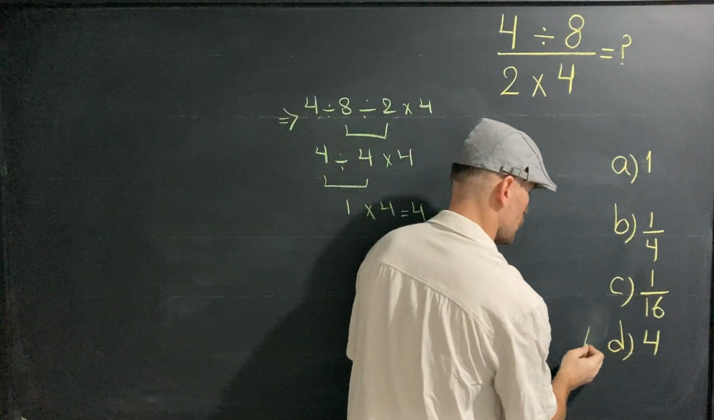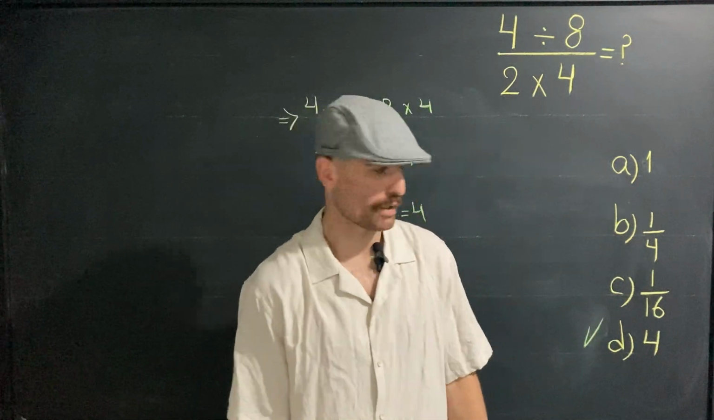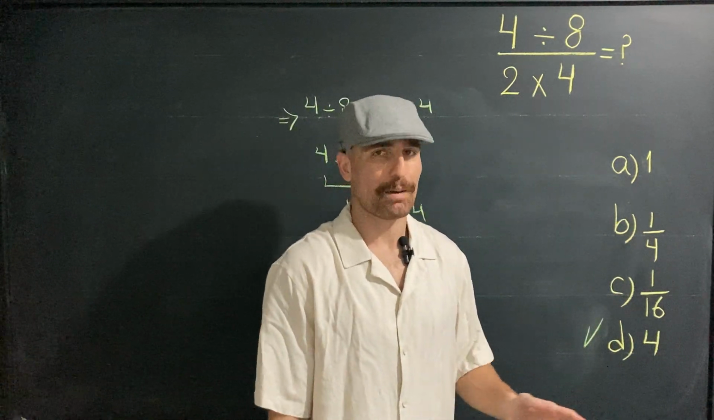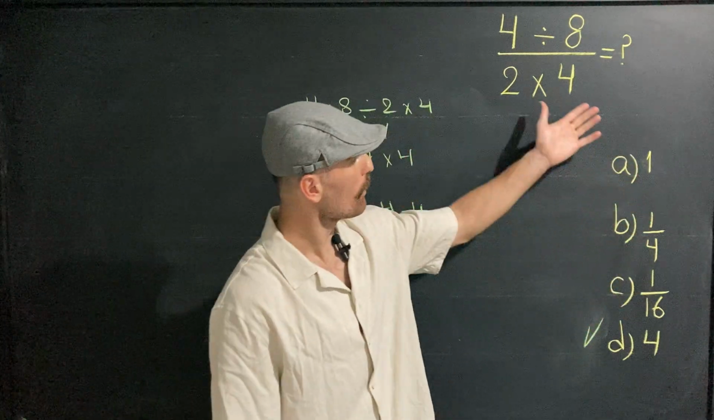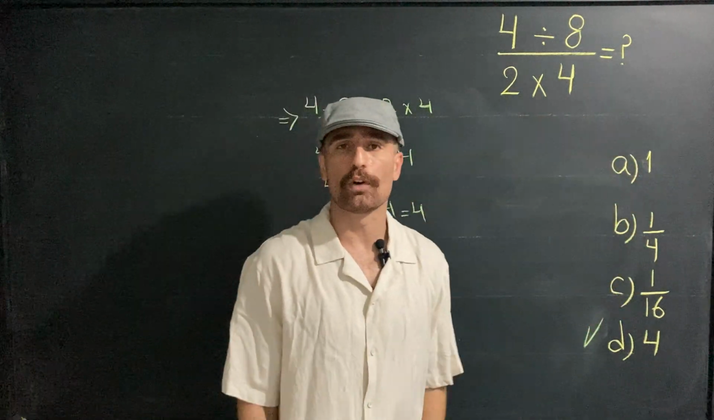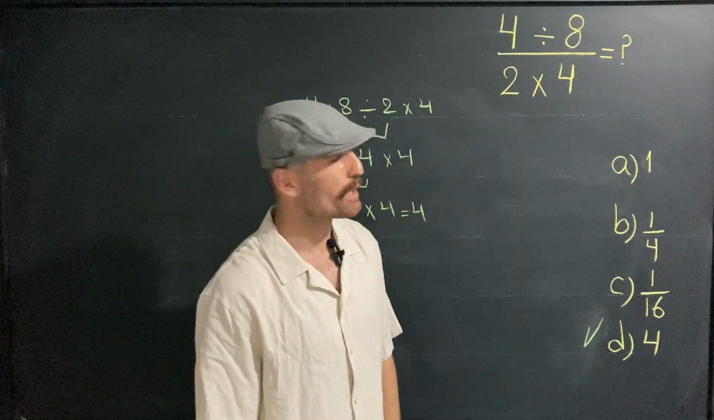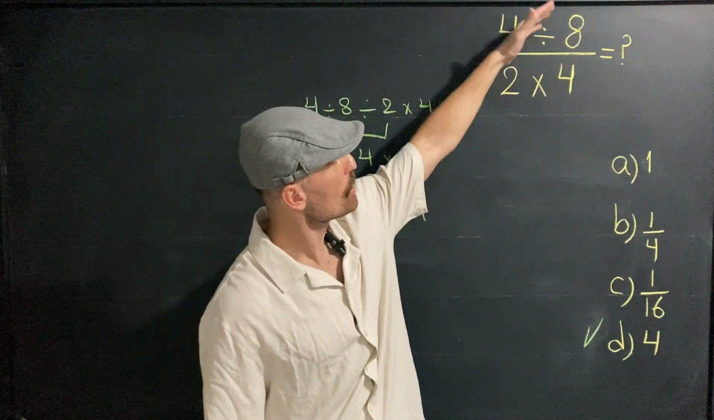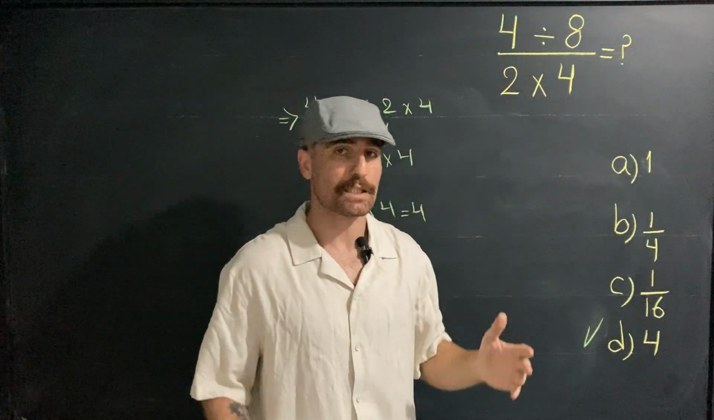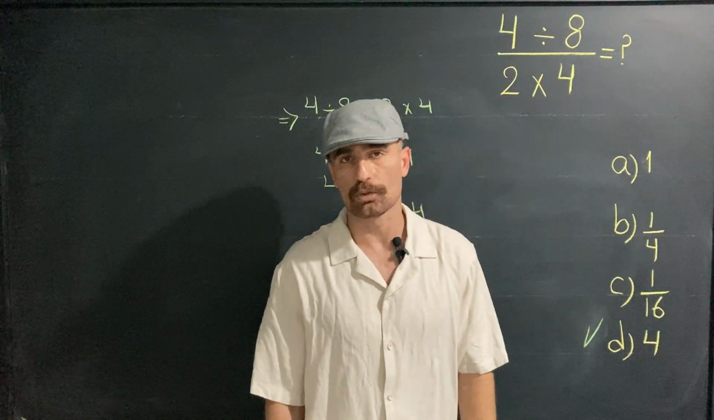Option D, correct answer. Let me ask you a question. Is this the correct answer? Absolutely not. To solve this type of question, we need to follow a set of rules that is called the order of operation. In this case, we need to do operation on top and bottom separately. Then we can continue the solution.